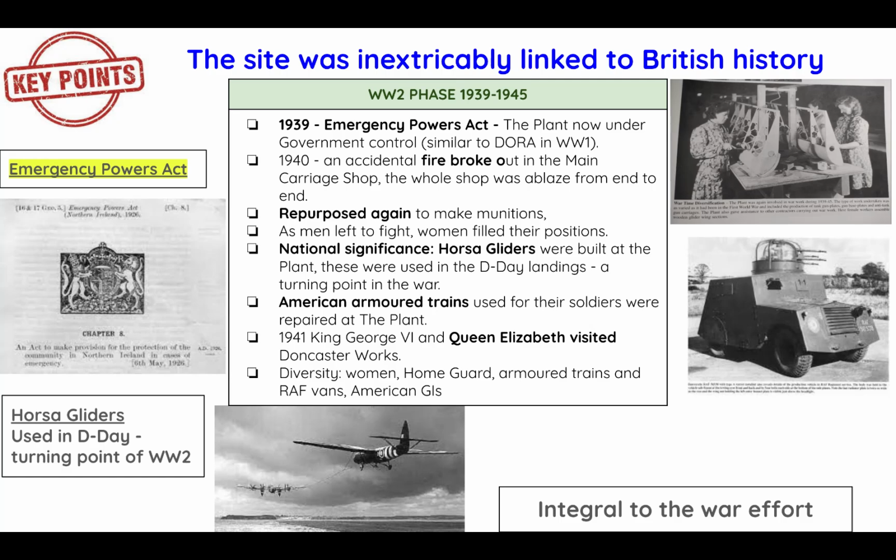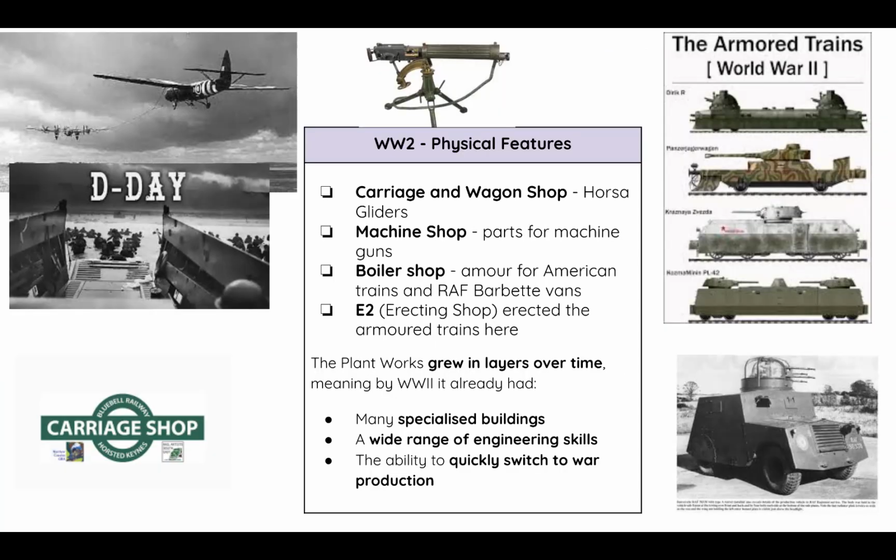And this can be seen through physical features such as the carriage and wagon shop producing the Horsa gliders, which were used in D-Day, the machine shop producing parts of weapons like machine guns, the erecting shop building armoured trains, and the boiler shop was used for the RAF equipment such as the armoured barbette vans. Don't forget as well, the site became really diverse during this time period. Women worked at the site again, and we also have the Home Guard as well, and American GIs were also linked to our site during this phase.